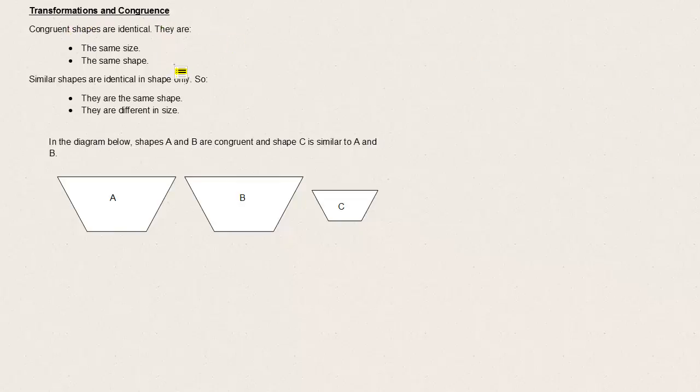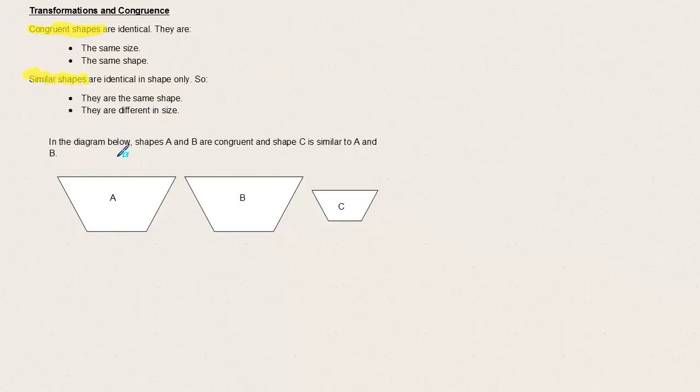Transformations and congruence. Congruent shapes are identical. They are the same size and the same shape, whereas similar shapes are identical in shape only. So they are the same shape, but they are different in size.